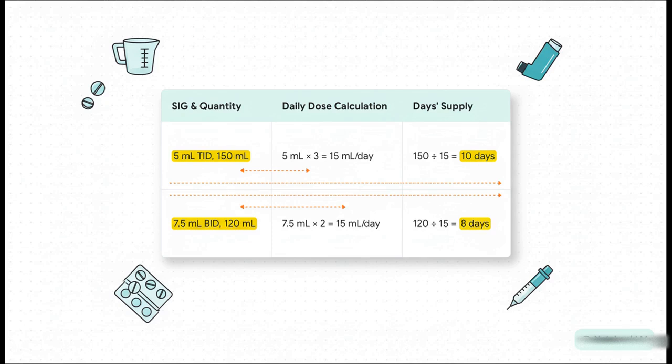The second example is the same thing. 7.5 milliliters twice a day is 15 milliliters per day. Divide the total of 120 milliliters by 15 and you get an 8-day supply. You're getting the hang of this?